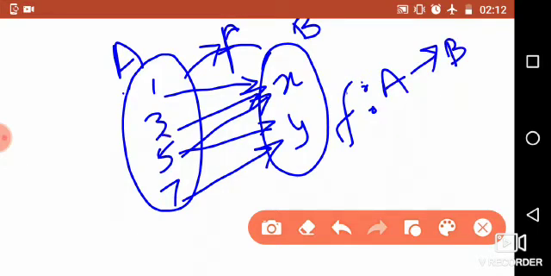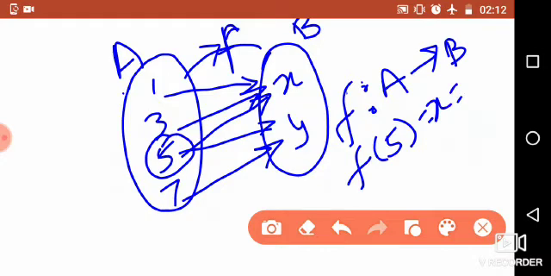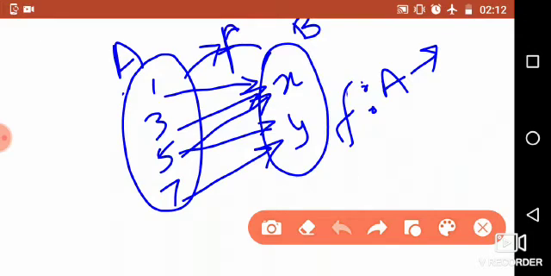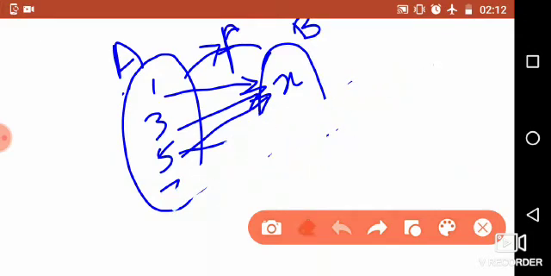Now in this case we observed that F of 5 has two images, one is X and another one is Y. 5 has no unique image in set B. 5 has two images. Therefore, this type of relation is not a function. F from A to B is not a function because 5 has two images.